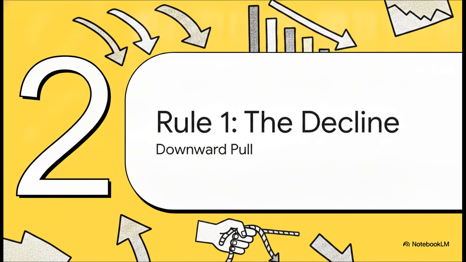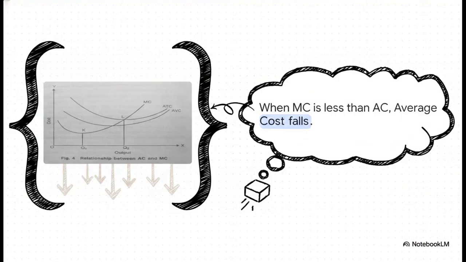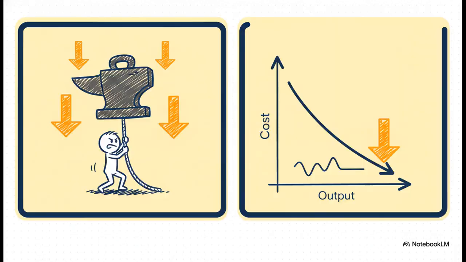Let's look at Rule 1, the decline. I want you to focus specifically on the left side of the graph. Notice that section spanning from the origin right up to the output amount marked OQ2. In this initial range, the marginal cost curve lies strictly below the average cost curve. And what's happening to the average cost during this entire stretch? It's falling. This gives us a crystal clear micro summary. When marginal cost is strictly less than average cost, the average cost is falling with an increase in output. Put simply, when marginal pulls down, average follows.